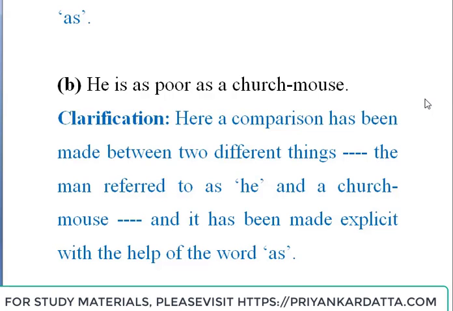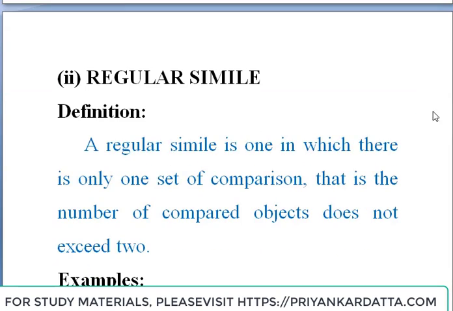Now we shall move to the second type of simile. The second type of simile is called regular simile. So if we are to define a regular simile, we shall have to write in this way. A regular simile is one in which there is only one set of comparison.